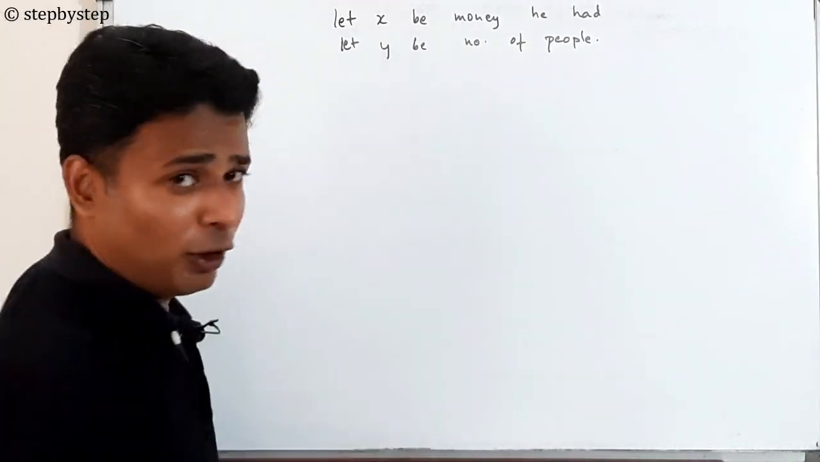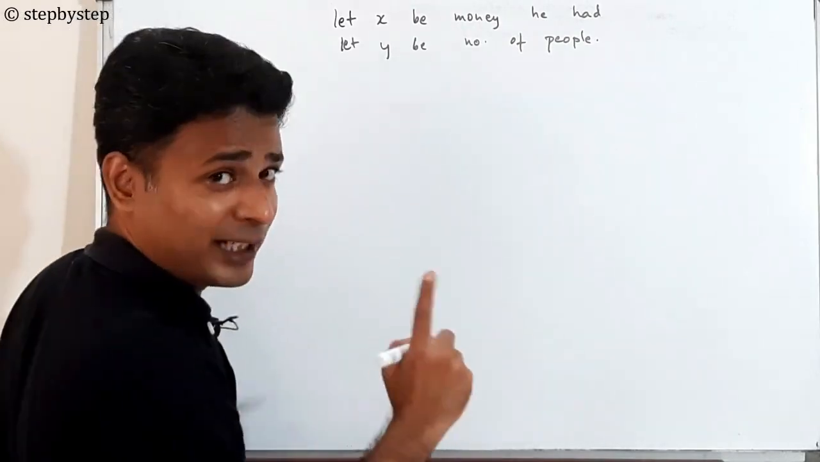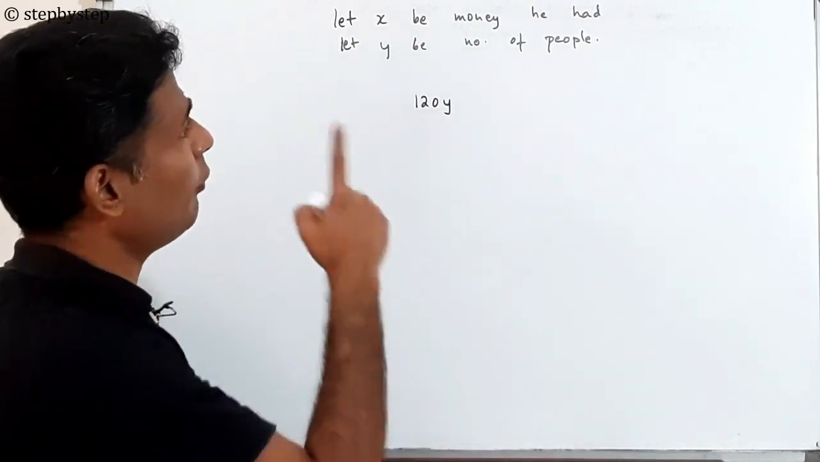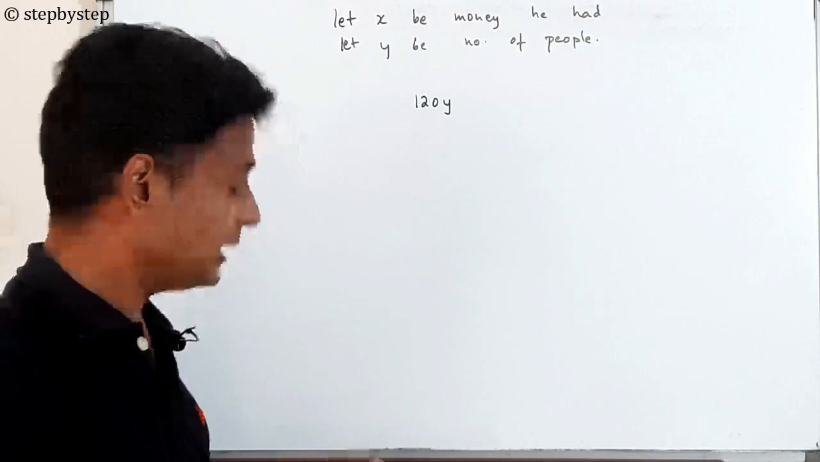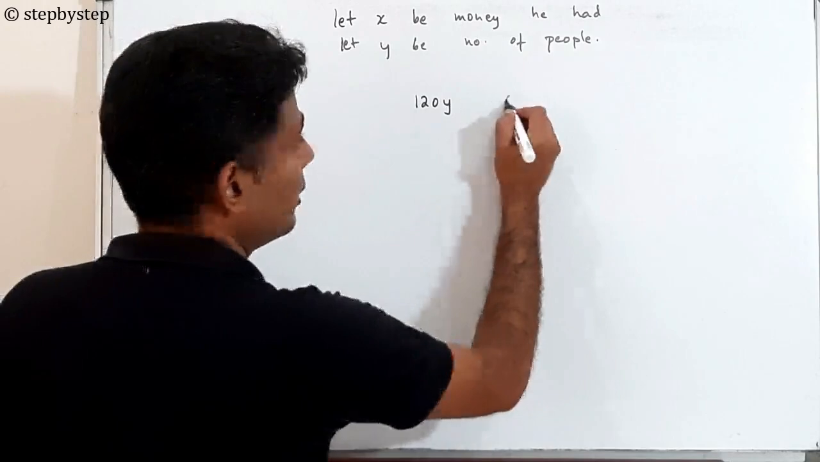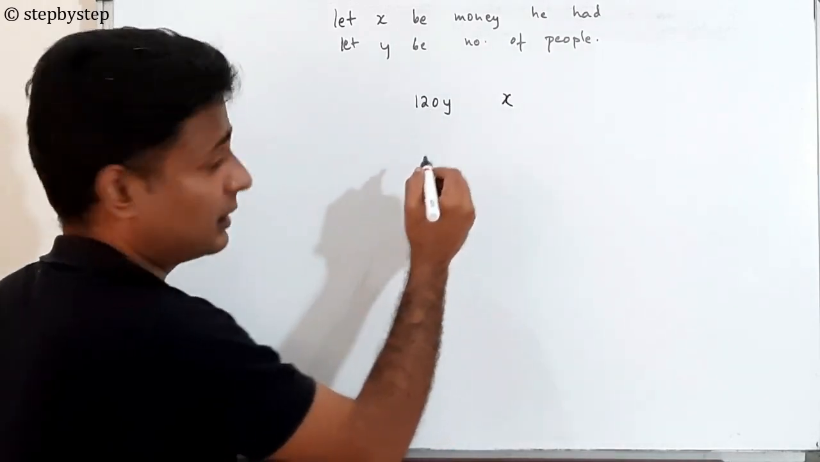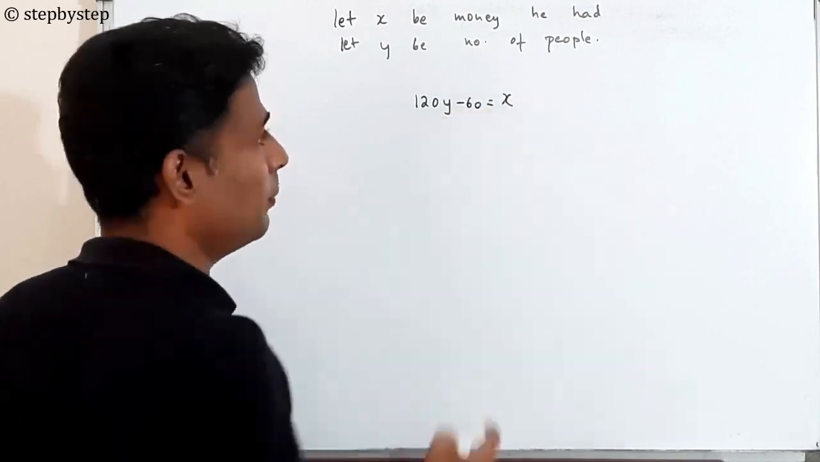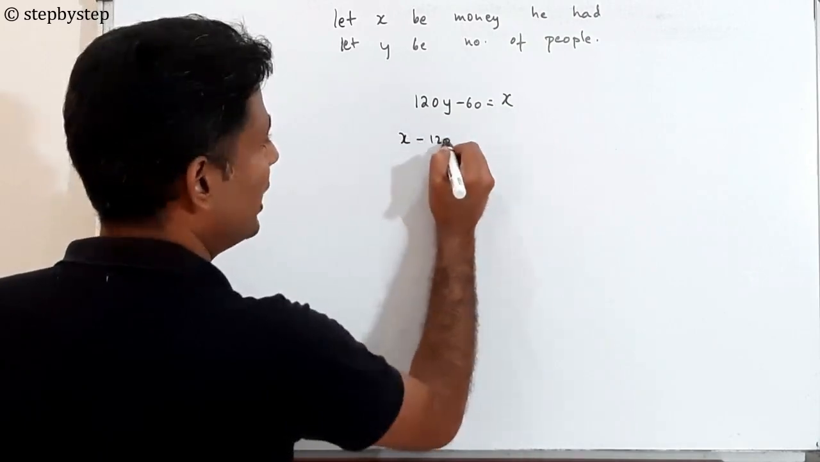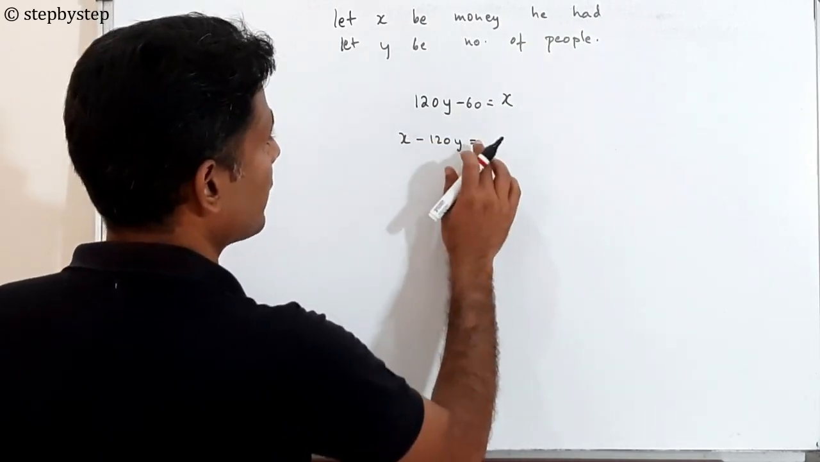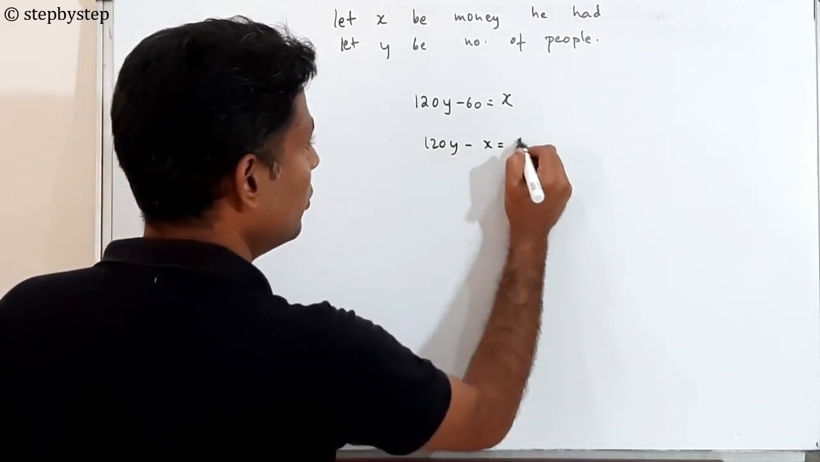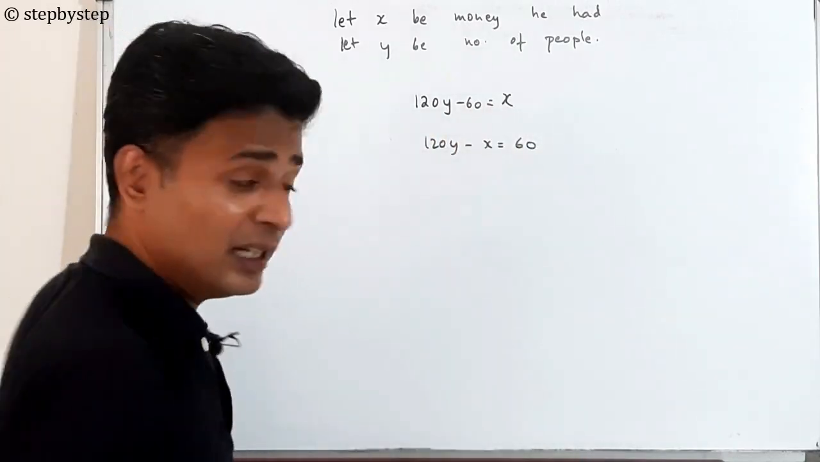y were the number of people. So each person he wanted to give 120. So 120 into y, this is how much he wanted to give. But he fell short by how much? 60 rupees, which means what he had was 60 less than this. So if he subtracts 60 from this, it would have become equal to what he had. Now transposing here and there, I get 120y minus x equal to 60. I bring x this side, 60 that side, right?